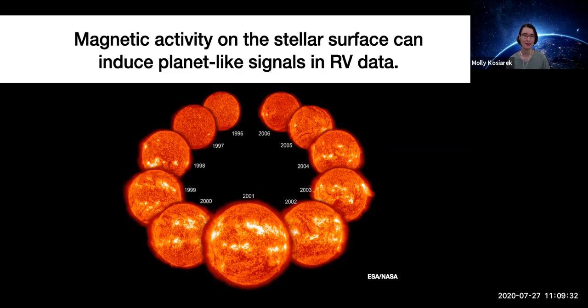As an example, this image shows our sun through its 11-year magnetic cycle. Additionally, many of the features on the solar surface shown in these images cause radial velocity variations as the sun rotates. Overall, the timescales of these stellar processes range from a few minutes or hours for P modes and granulation to days or years for stellar rotation and large-scale magnetic cycle variations. I will be focusing on stellar rotation during this talk, since this timescale often overlaps with planet orbital periods.